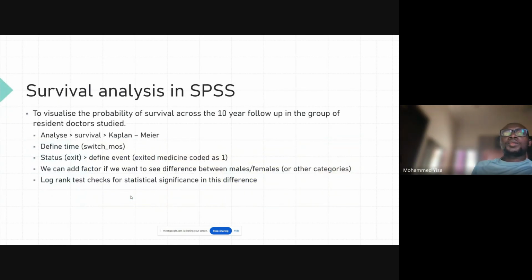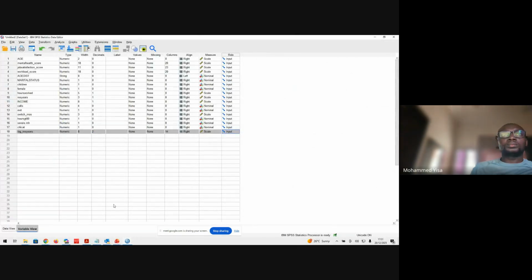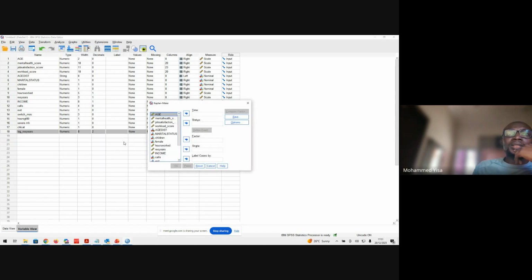Okay, so let us go ahead and visualize the probability of survival across these 10 years in the group of resident doctors that we studied. We're still going back to SPSS, so we come to our analysis. We come to the ribbon, come to Analyze, we go to Survival because we're doing a survival analysis. Then we select Kaplan-Meier. So we are going to put the time here.